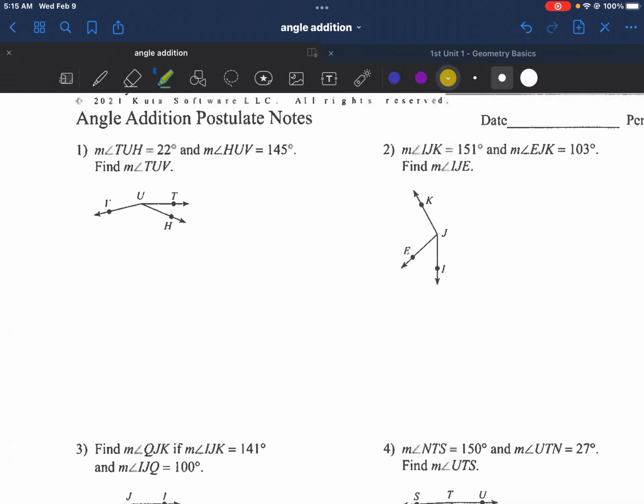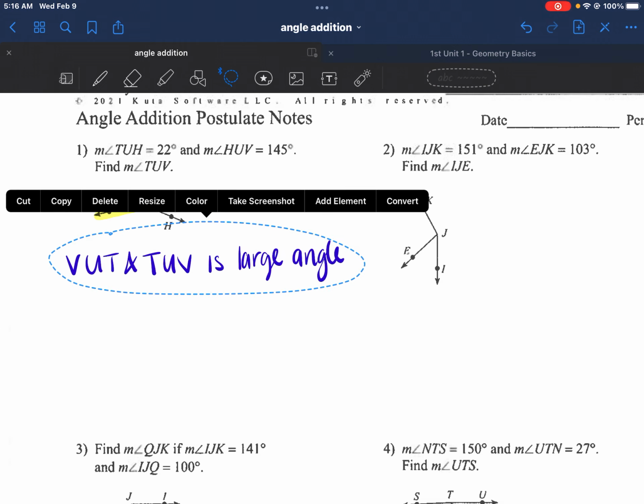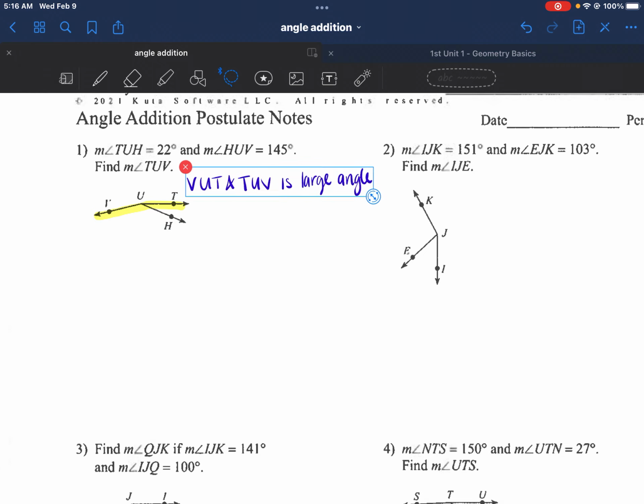A key point: your outer 3 points on an angle will serve as your big angle. So VUT, or TUV, is your large angle. Okay? You might want to remember that. Your outer 3 points will serve as your large angle.